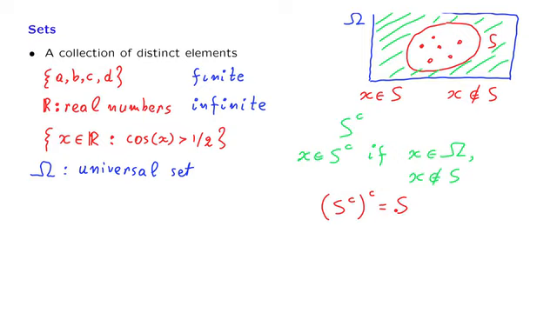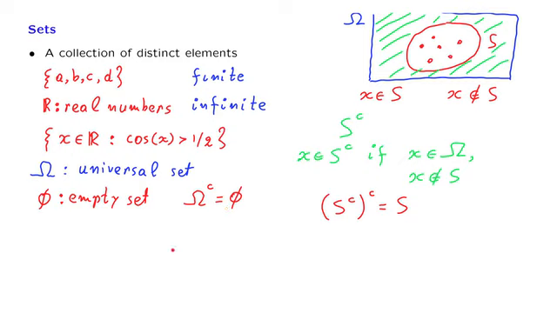Another set of particular interest is the so-called empty set. The empty set is a set that contains no elements. In particular, if we take the complement of the universal set, well, since the universal set contains everything, there is nothing in its complement, so its complement is going to be the empty set.